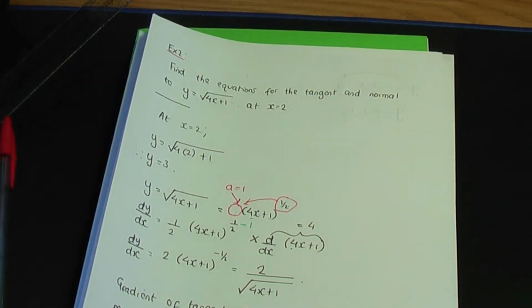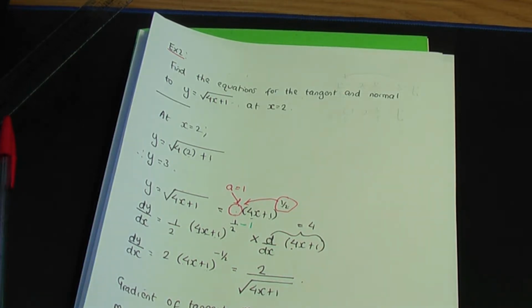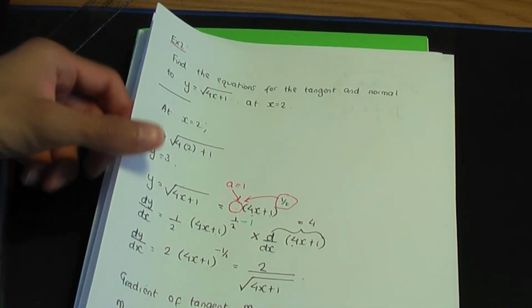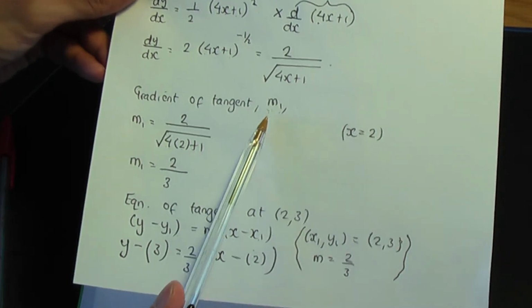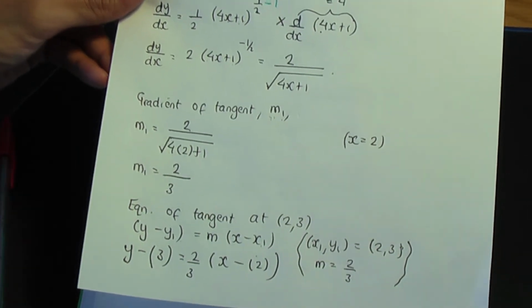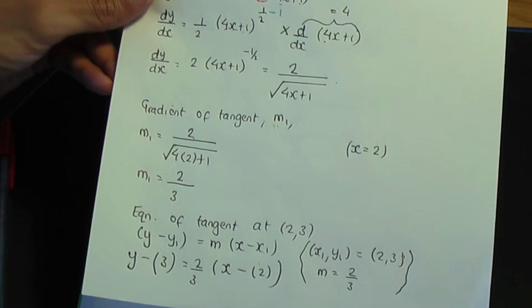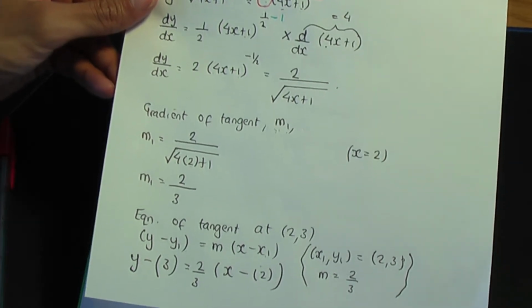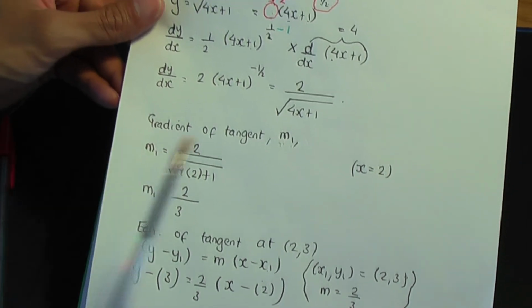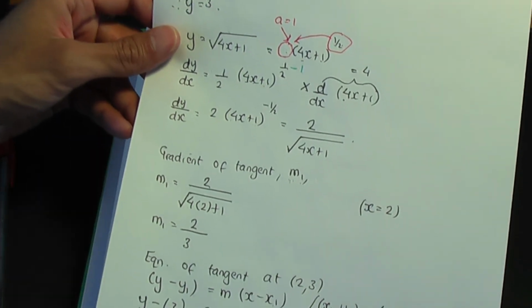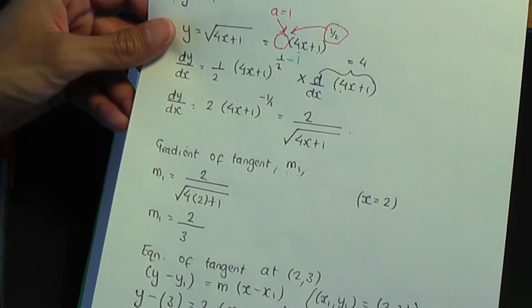Now, from our theory of tangents and normals, the tangent and the normal are perpendicular to one another, and remember, if two lines are perpendicular to one another, the product of the gradients equates to minus 1. Okay? Now I've named the gradient of the tangent m1, the gradient of the normal I'm going to name m2, and since the tangent and the normal are perpendicular to one another, m1 times m2, the product of their gradients equate to minus 1. Okay?